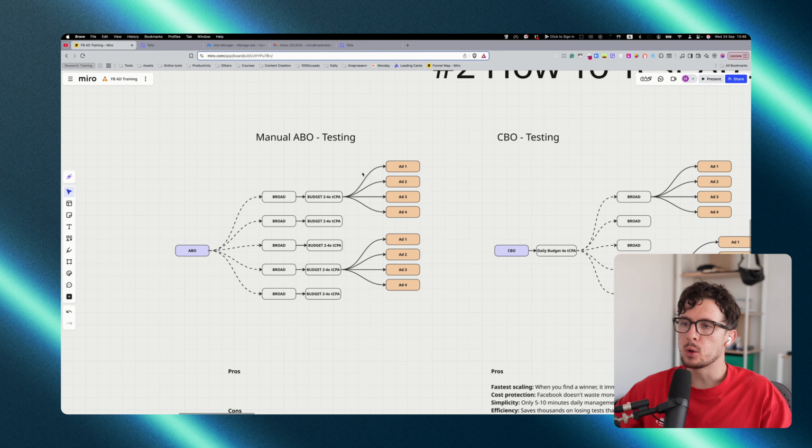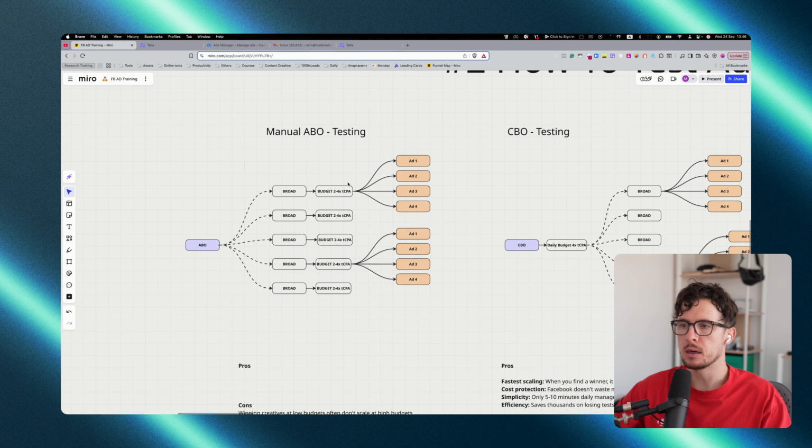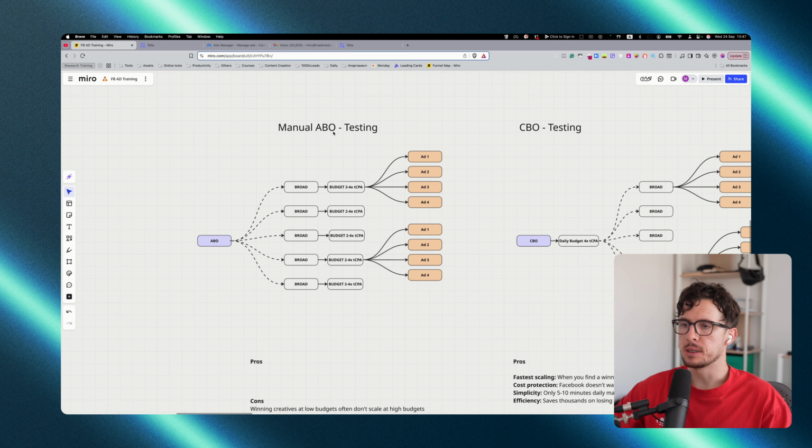Now, why are we starting with 2 to 4 times the target CPA as daily budget? The reason is that, firstly, we don't want to overspend, but we still want to give Facebook enough room to test our ads. And when you use this testing method, you want to test the ad set by spending 2 to 4 times the target CPA before you make a conclusion.